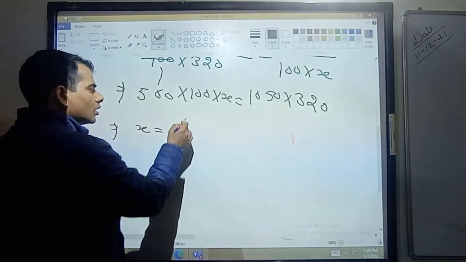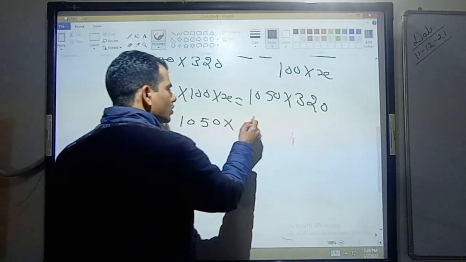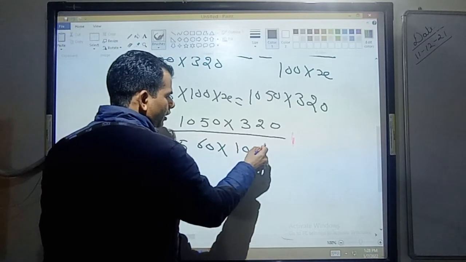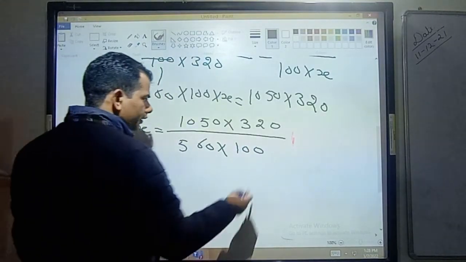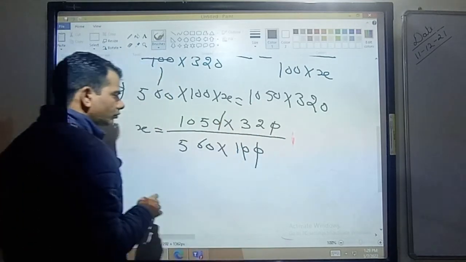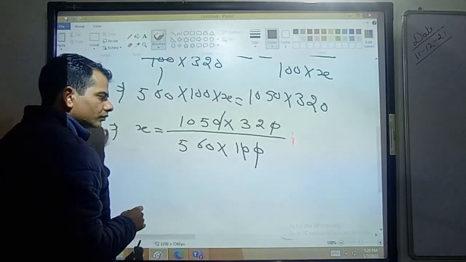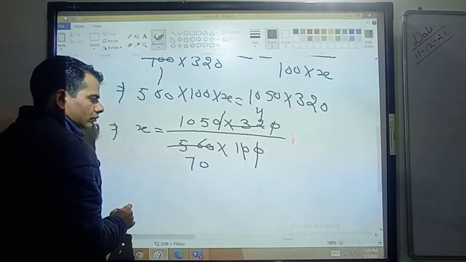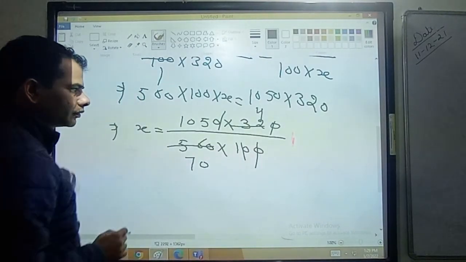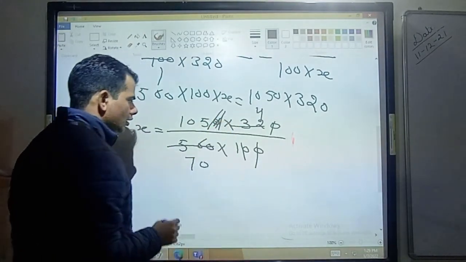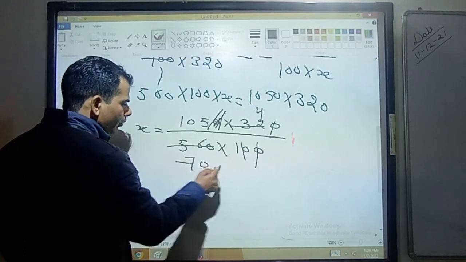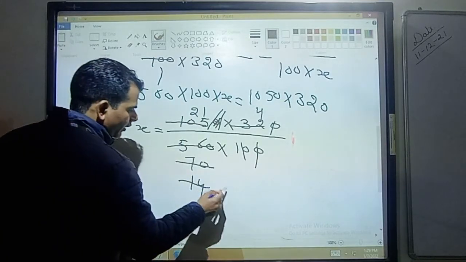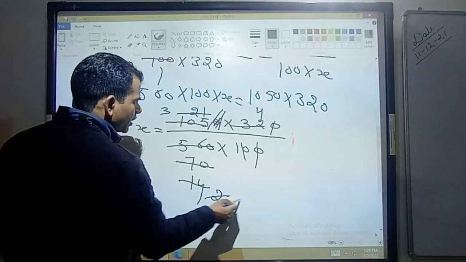Now x is equal to 1050 multiplied by 320 divided by 560 multiplied by 100. Cancel the zeros. 8 4s are 32. 8 7s are 56. 5 2s are 10, 5 2s are 10. 7 2s are 14, 7 3s are 21, 2 1s are 2, 2 2s are 4.